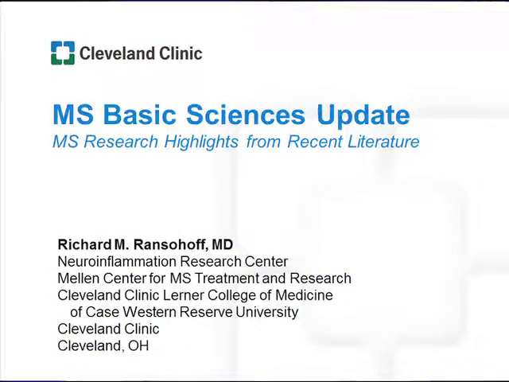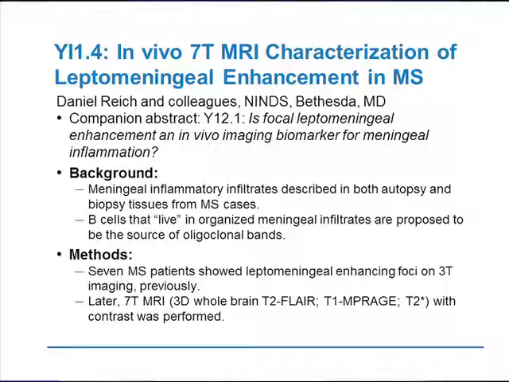Let's go ahead and get started. First, I want to talk about a study called In Vivo 7T MRI Characterization of Leptomeningeal Enhancement in Multiple Sclerosis. This comes from Danny Reich and his group at the NINDS in Bethesda, Maryland, the internal research arm of the NIH. They had a companion abstract that I also want to mention called Is Focal Leptomeningeal Enhancement an In Vivo Imaging Biomarker for Meningeal Inflammation? So here's the background.